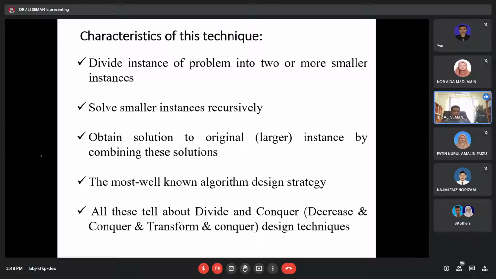It is the most well-known algorithm design technique because it's quite popular, and all these characteristics tell us about the divide and conquer design technique. Basically we have other subsets or variants of divide and conquer, for example decrease and conquer, transform and conquer, and others, but we don't cover these in your syllabus. For you, only divide and conquer. So this is about the divide and conquer design technique. Okay, clear? Okay, can we move on to the next?